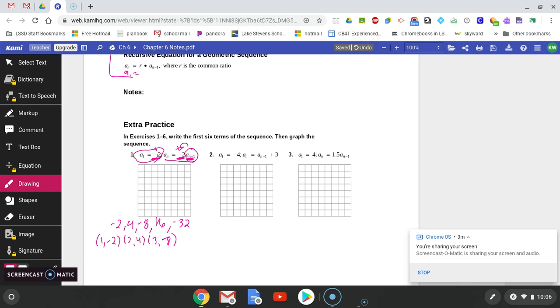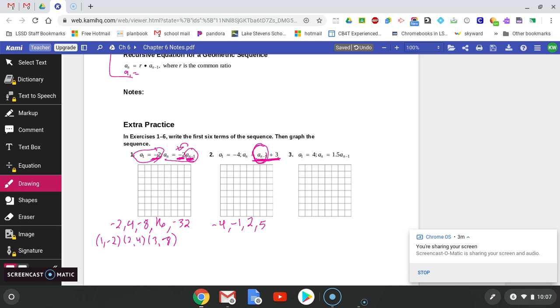Okay, so if we look at number 2, it tells us our first term is negative 4. That's what a sub 1 means. Okay, then it says, what do we do with it? Well, we take the term we already know, which is this one here, and we add 3 to it. So negative 4 plus 3 is negative 1. And then we're going to add 3 to that. So then we have 2. We're going to add 3 to that, and we have 5. So all this is doing is take the term you already know and add 3 to it. Then take that term and add 3 to it. Then take that term and add 3 to it.